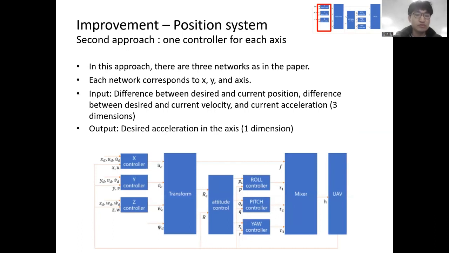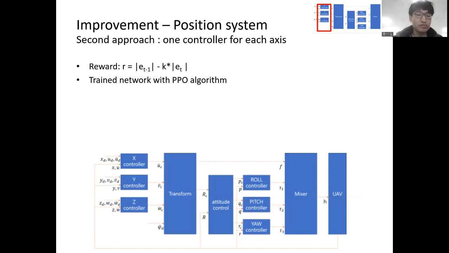For improvement, our second approach is using one controller for each axis. Therefore, we use 3 networks to control position as in the paper. The input of each network is the difference between desired and current position, difference between desired and current velocity, and current acceleration in each axis. The output is the desired acceleration in the axis. The reward is the norm of the current error in the axis minus k times the norm of the previous error. The model is trained using the PPO algorithm.